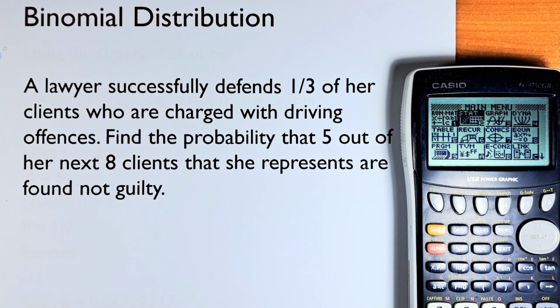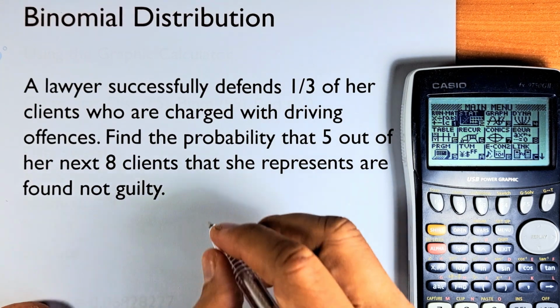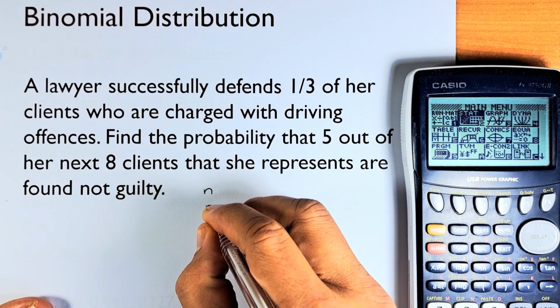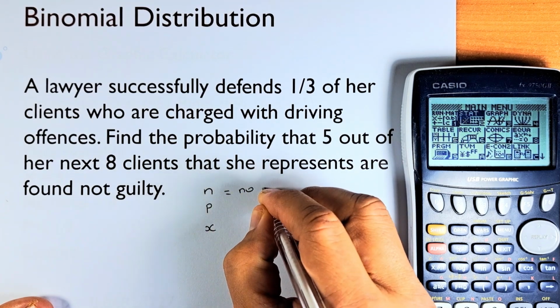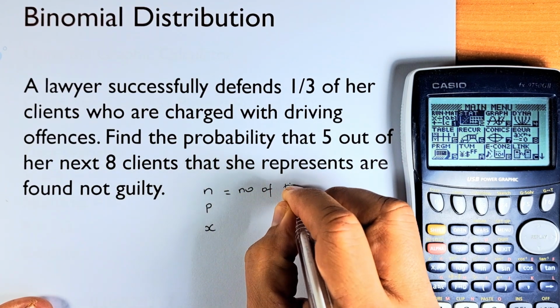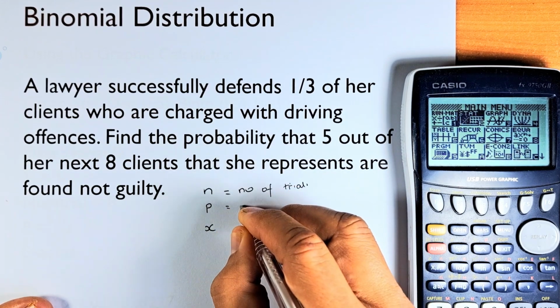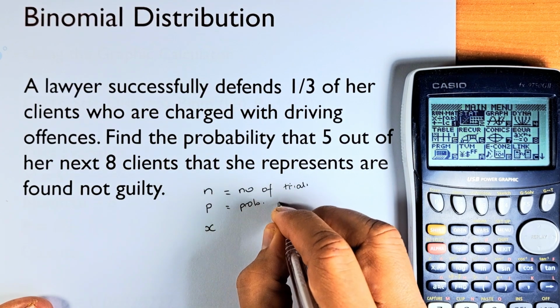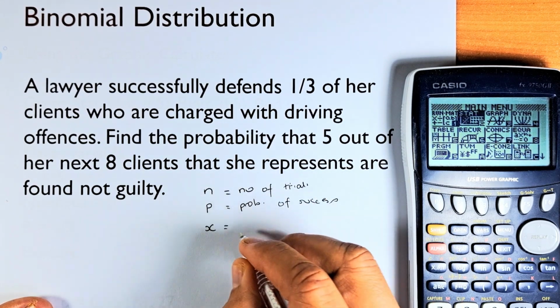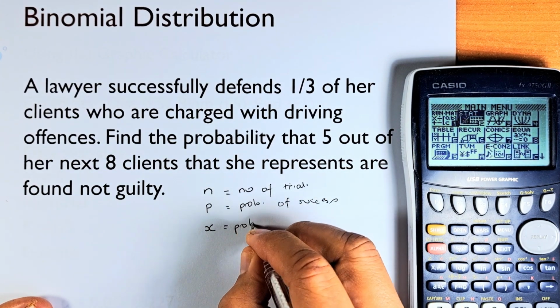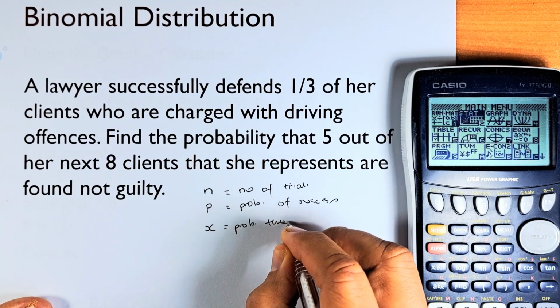There are 3 key numbers you need to key into the calculator to solve this problem: N, P, and X. N is the number of trials. P is the probability of success. And last but not least, X is the probability the question asks.